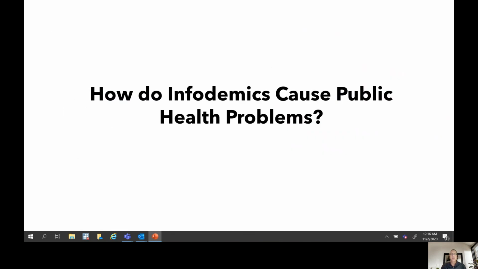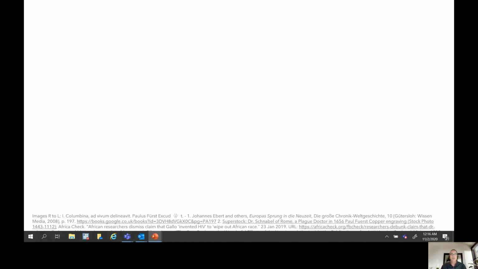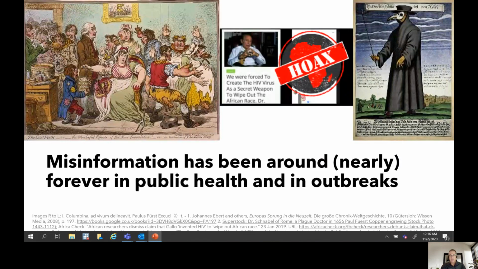So let's start with the first objective, which is learning about how infodemics cause public health problems. Misinformation has been around a long time in public health and outbreaks. The first panel over here is actually an illustration from 1802, and it shows a cartoon of cowpox inoculation and how getting that inoculation is actually causing people to turn into cows. It's a pretty morbid diagram and quite visually effective. I certainly would be frightened if I saw that.